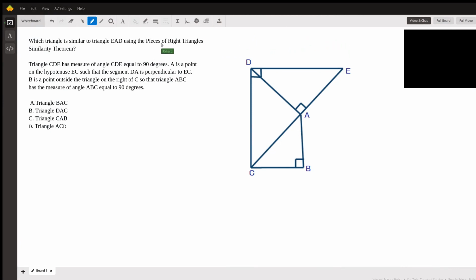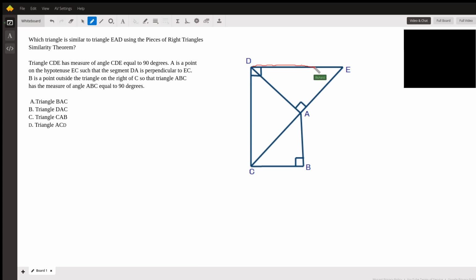Questions asking us to use something called the pieces of right triangle similarity theorem. And I've never known it to be called that. I've always called this the altitude on hypotenuse theorem. But no matter what you decide to call it, it boils down to the same thing. I'm going to highlight the triangle of interest here, EAD, using a color. So I'll use red here. Color really helps a lot, I think, when you're doing geometry.